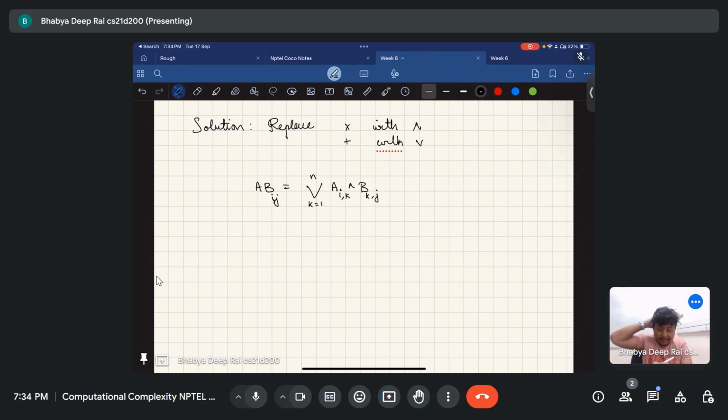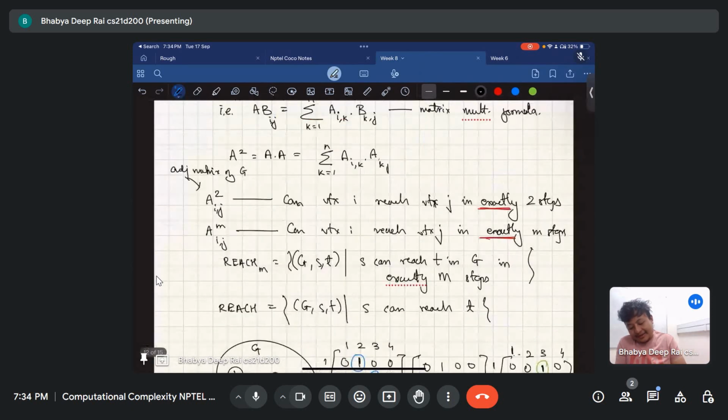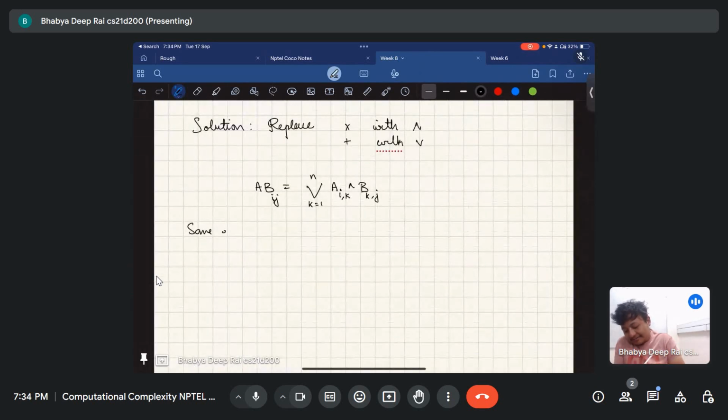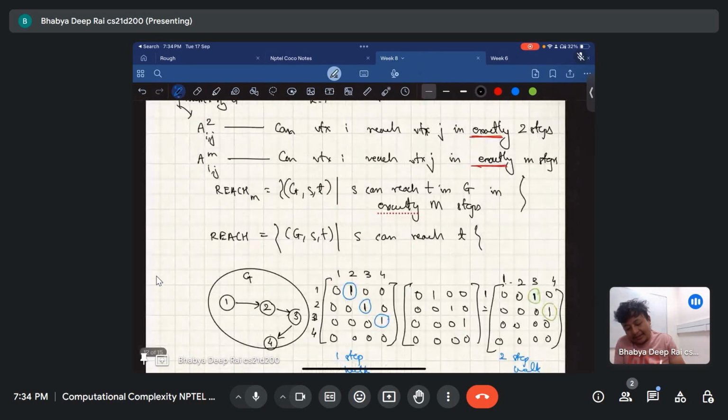By the property of and and or, and is almost as good as multiplication, as you can see. But what is the special property of or? It remembers. It does not remove values. Okay, let's try on the same example.